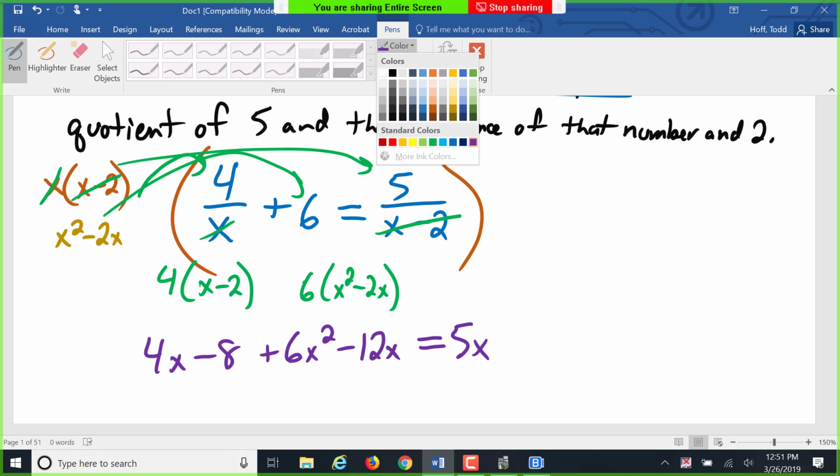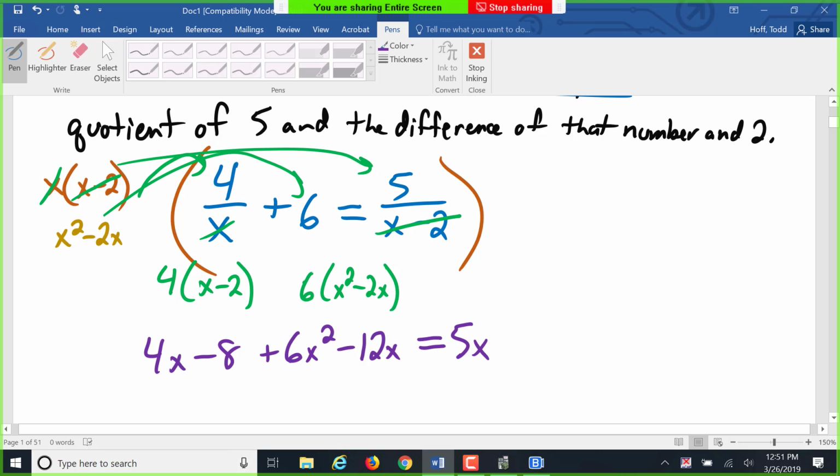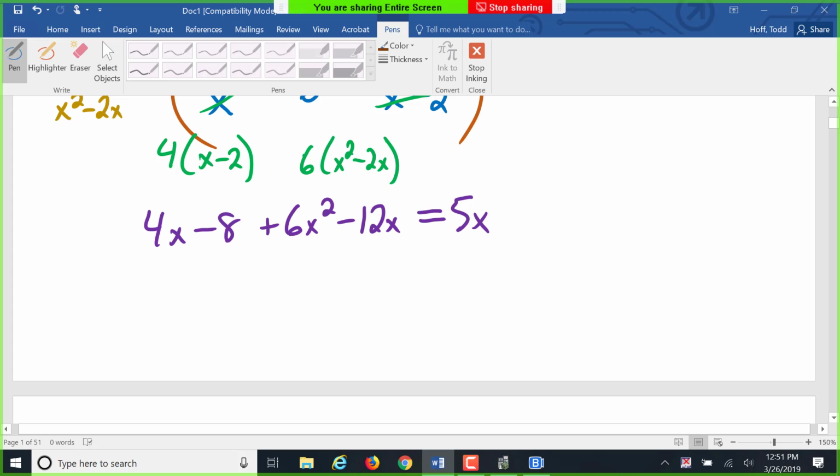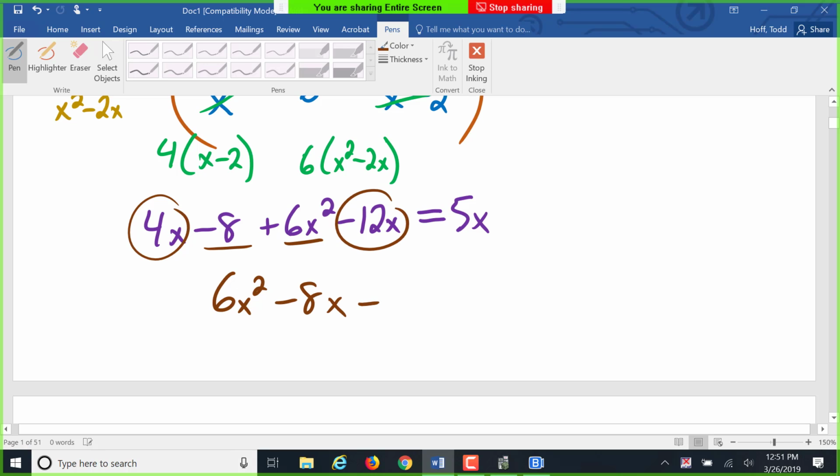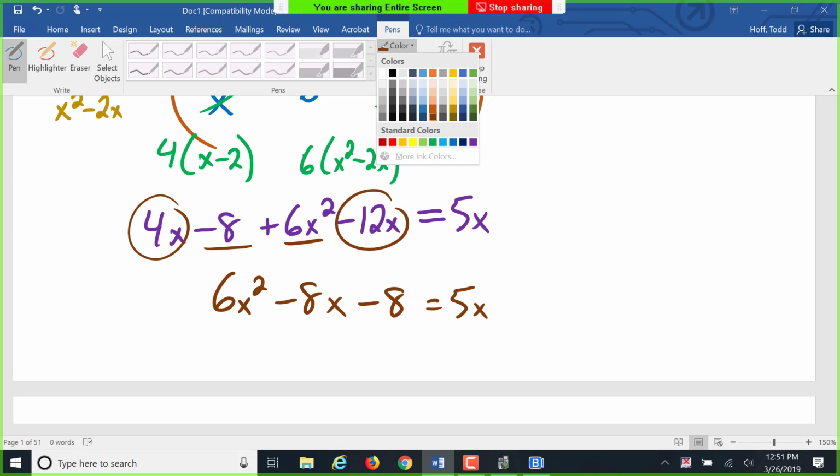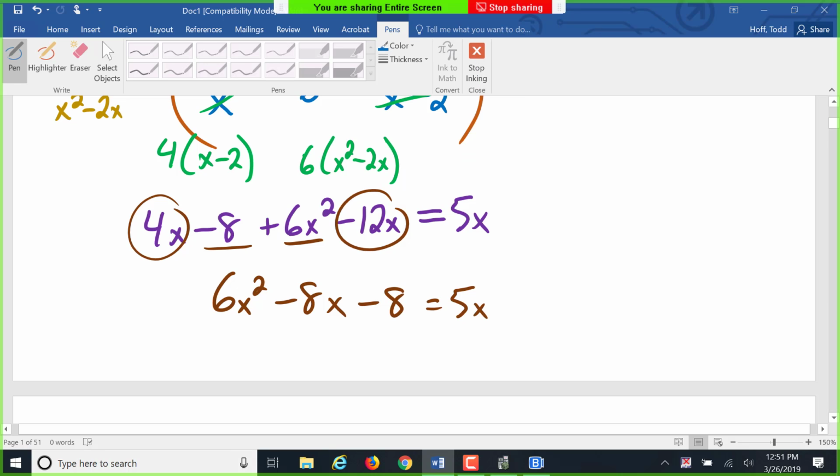Now we've got a lot of combining to do here. On the left side, we've got the 6x squared. We've got 4x and negative 12x is negative 8x. Minus 8 equals 5x. Now that we've combined, what would come next? Subtract the 5x.